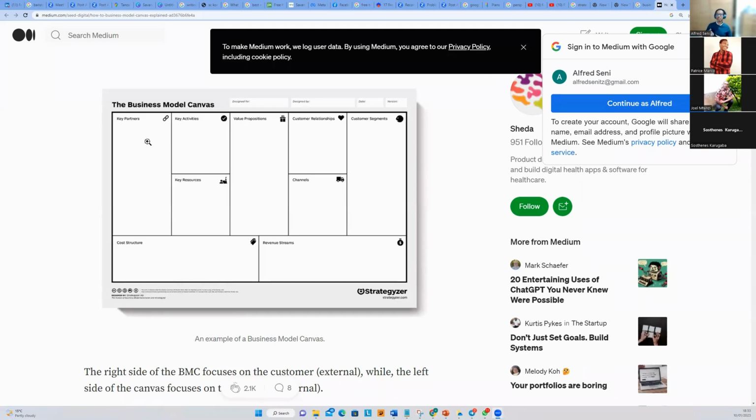Value proposition, nini ambacho nyie mnaleta kwenye market? Kitu gani ambacho mnaleta kwenye market kwamba mtu atakuwa tayari kulipia hela. Tuko pamoja? Customer relationship, mnamaintain vipi mahusiano yenu na wateja wenu? How do you maintain ile customer relationship? Ni namna gani unaweza retain wale wateja mliokuwa nao? Si ndio? Wale ambao mmeshawa save, ni namna gani mnaweza mkaendelea kuwa nao ili waweze kununua vitu vingine, au waendelee kuja tena na tena kwenye biashara. Si ndio?